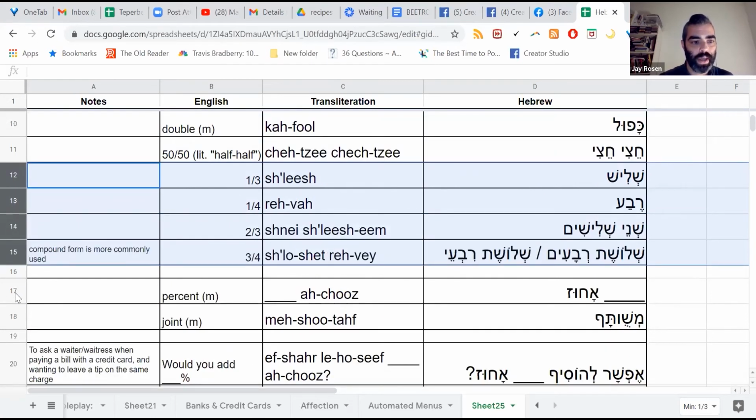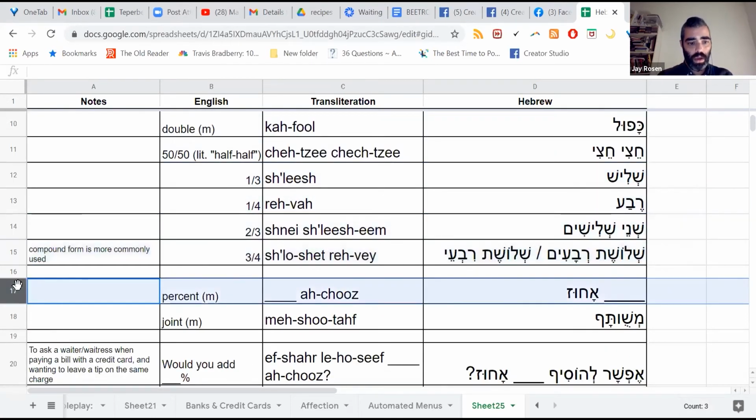And then as we're talking about fractions, we might as well do its relative in math, which is percentages. Percentages in Hebrew are really simple. You just put the number first, and then you say achuz. So if I want to say 15%, 15 achuz.